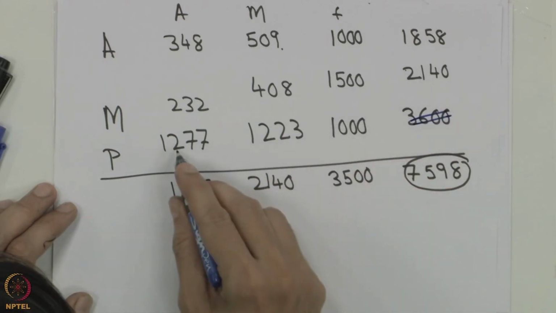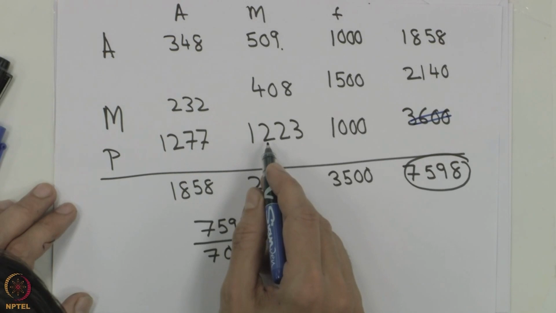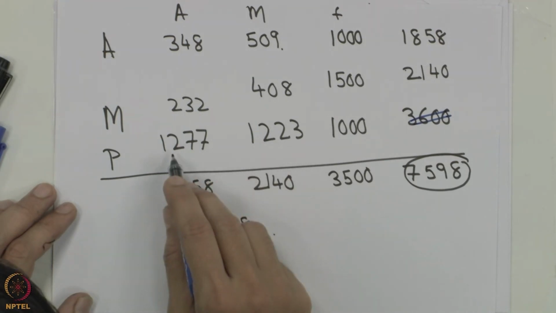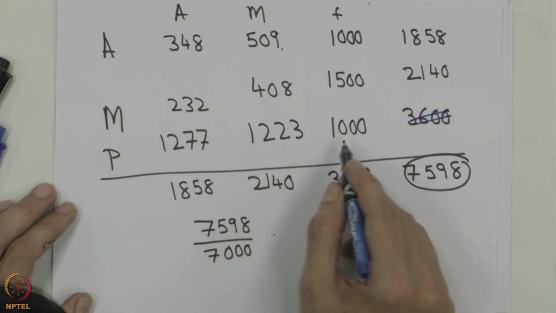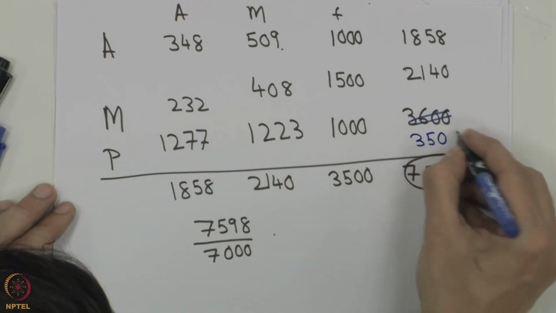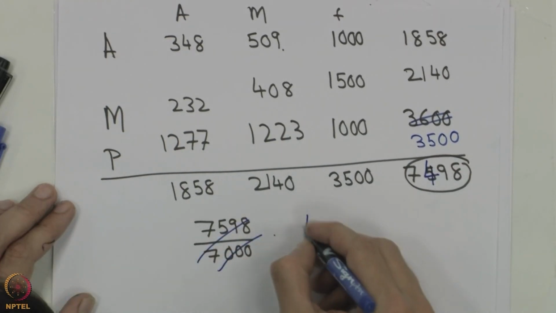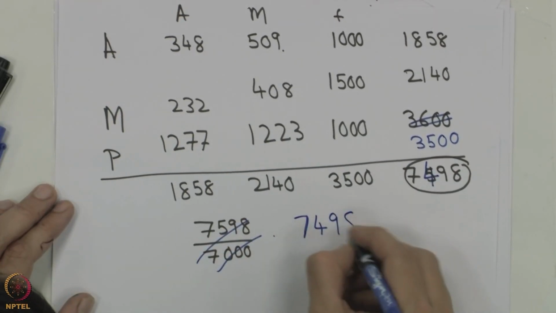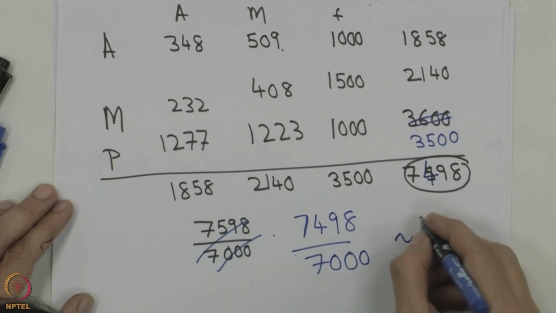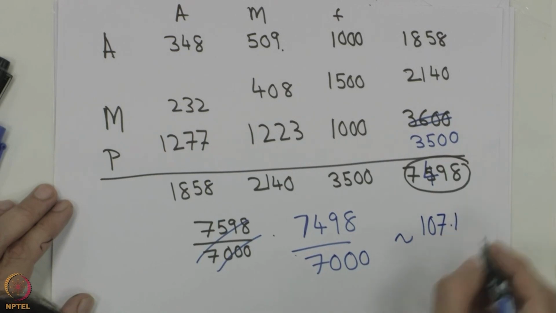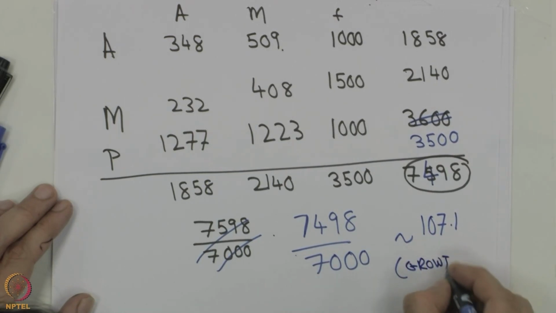This should be, when you add it up, 1277 plus 1223, this will give you 2500, plus 1000, this is 3500. So this will be 7498. So when we do 7498 by 7000, we get the growth rate. This is 107.1. So the growth rate is 7.1%.